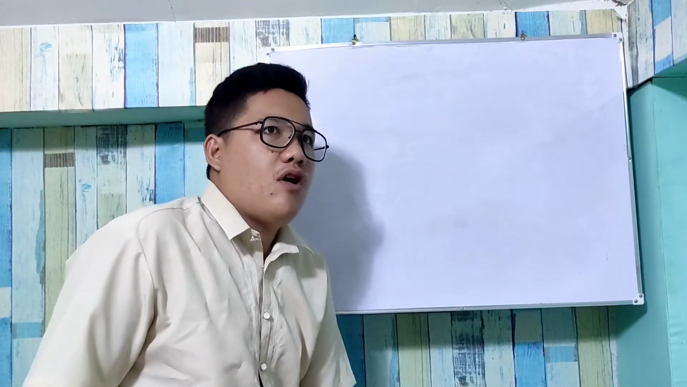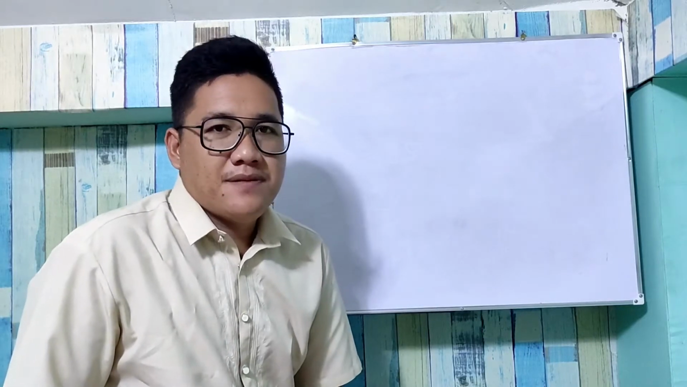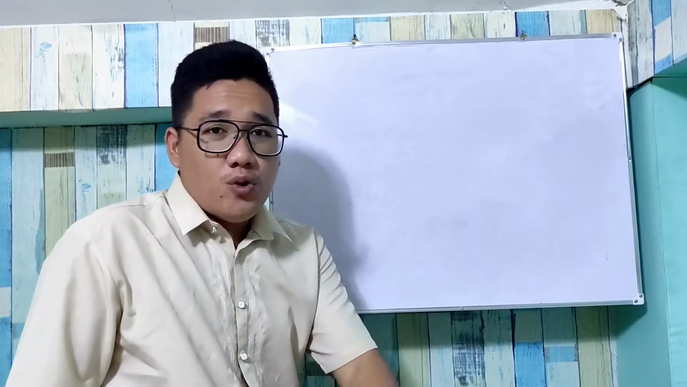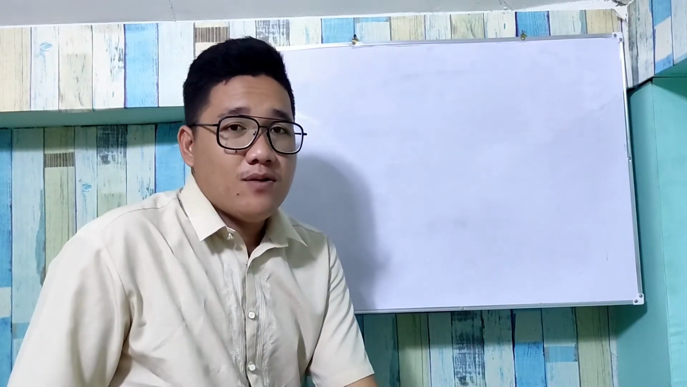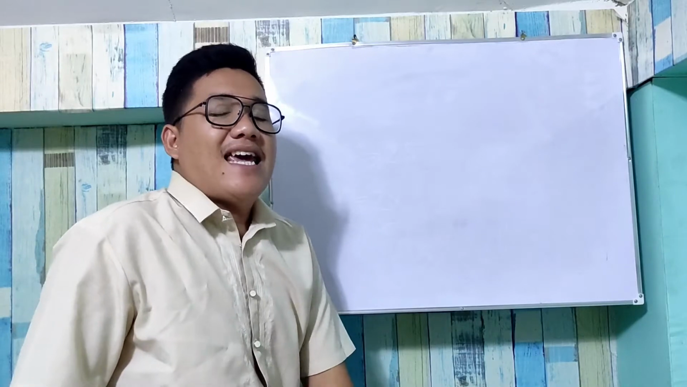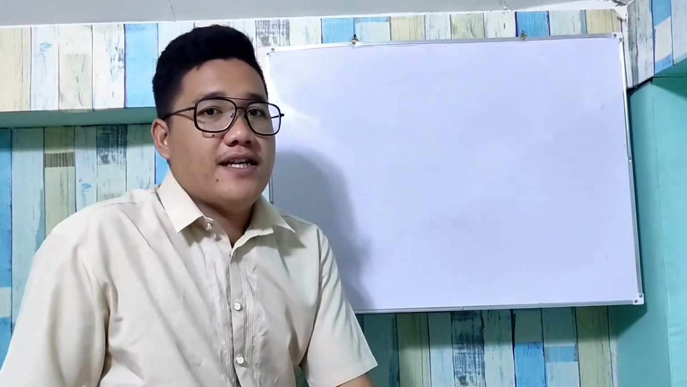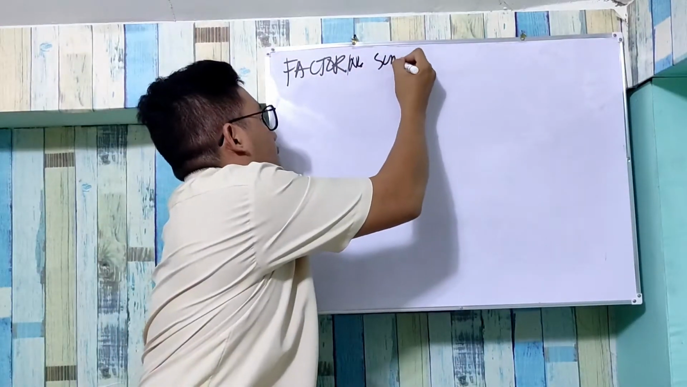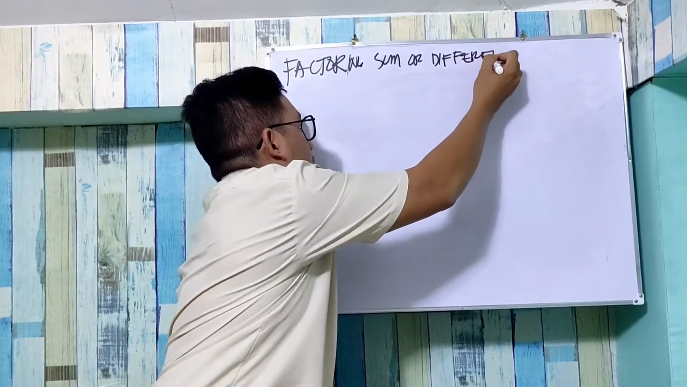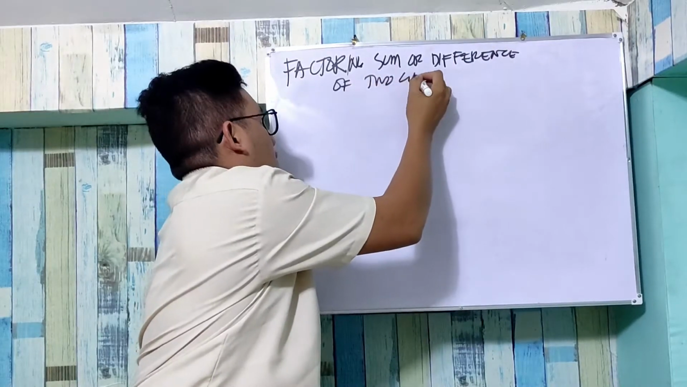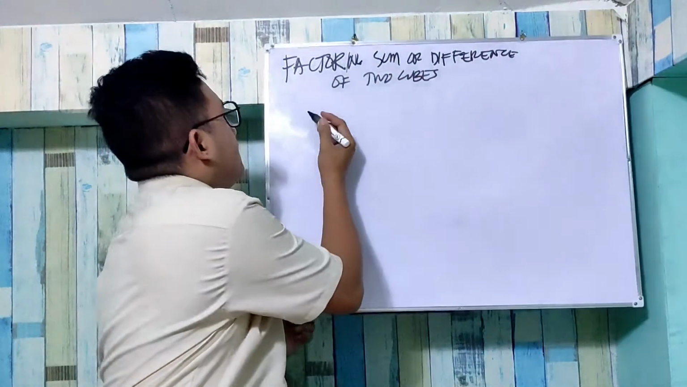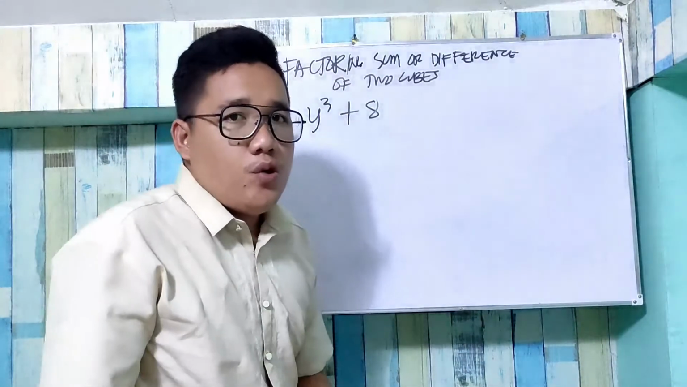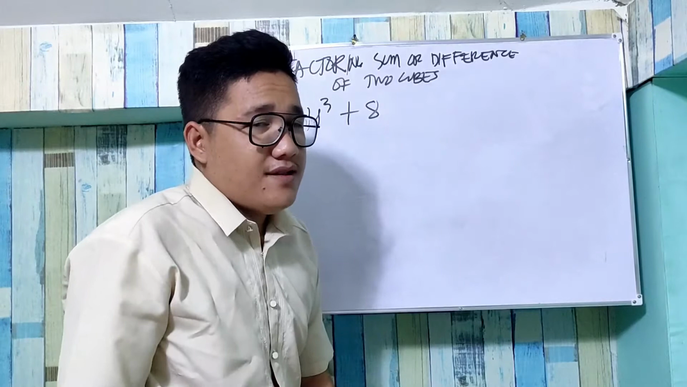What is the cube root of 8? Okay, very good, that is 2. Why? Tatlong 2, pag pinag-multiply, that is 2 times 2, 4 times 2, that is 8. So, I hope medyo na-review kayo on finding the cube root. So, let us now solve this one. We have y cubed plus 8. So, what is the first step?